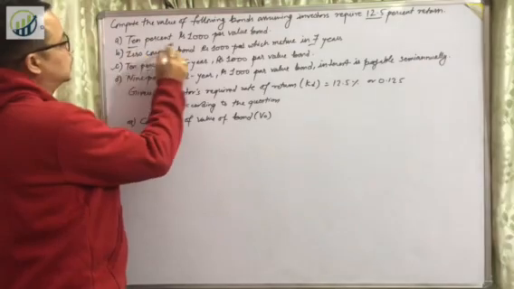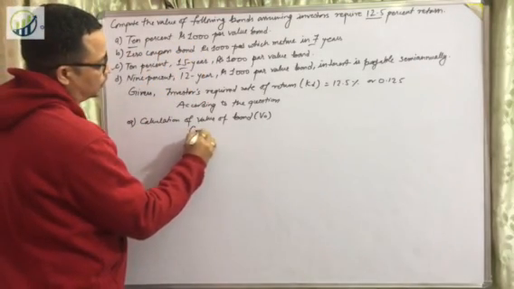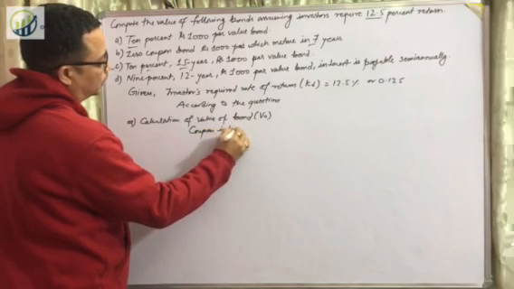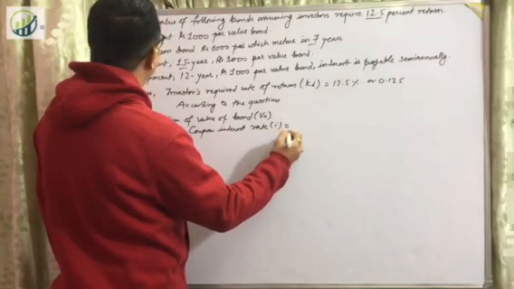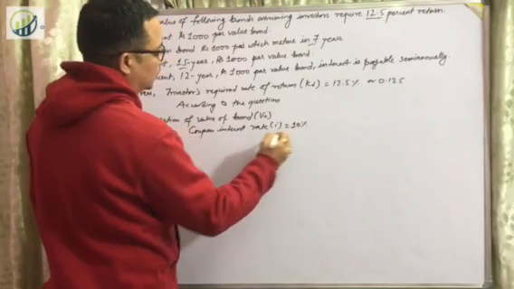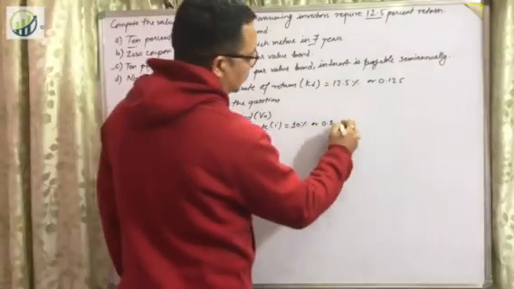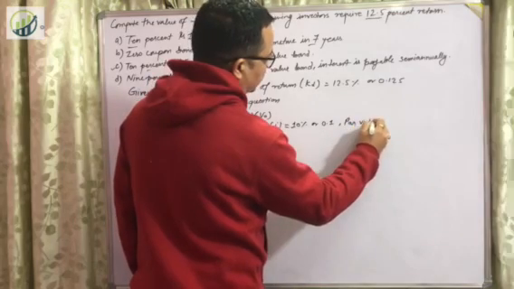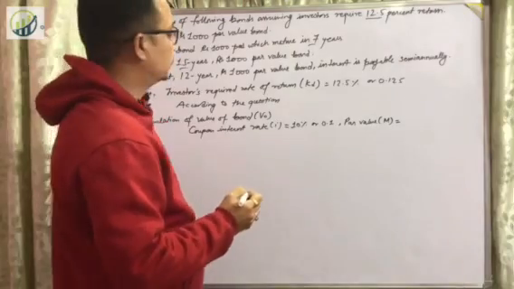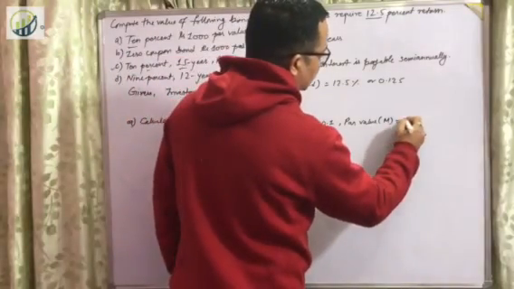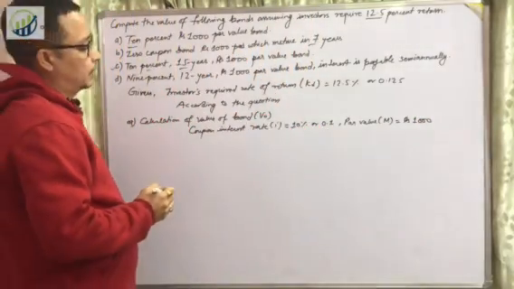So here informations are given: 10%, 1000 par value. So here coupon interest rate, this is small I, it is 10%, or 0.1, and then you have par value. Par value you can write as M. It is also known as maturity value. So that is your rupees 1000. Then here you have to find the value of bond.